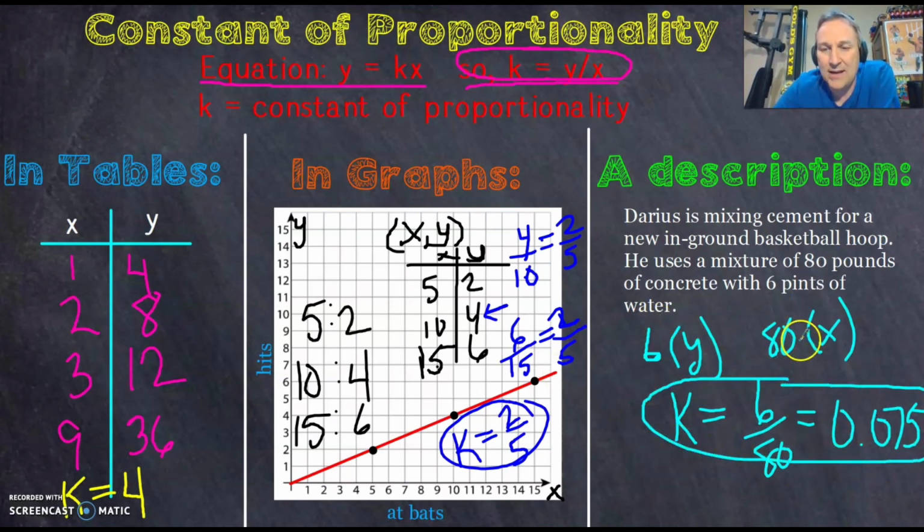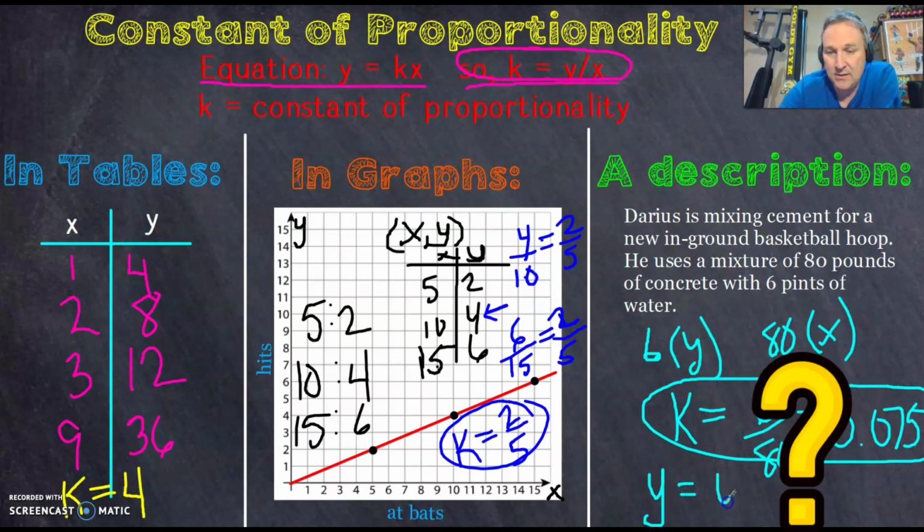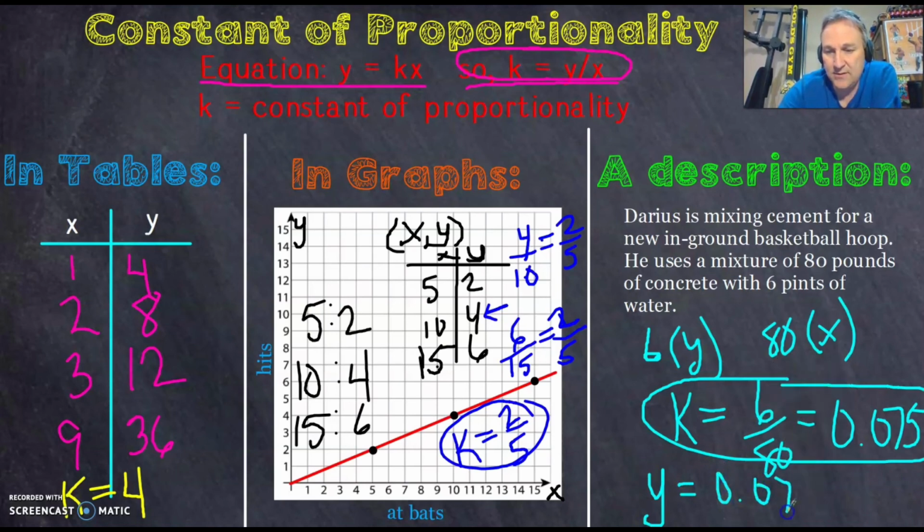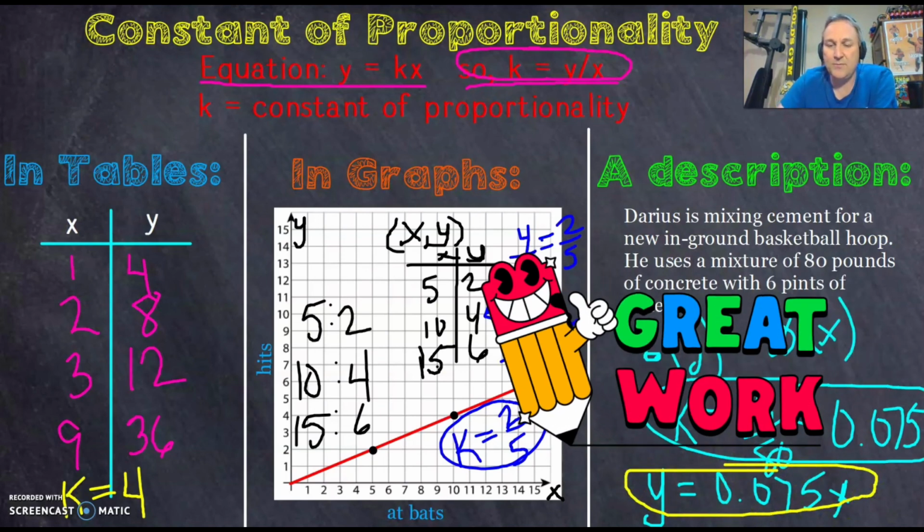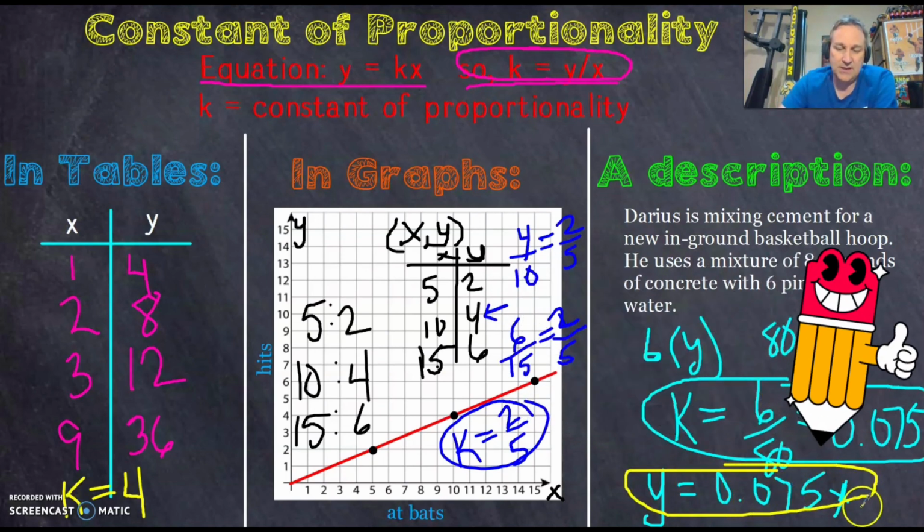And then if you were to write an equation out of that, here's how you would do it. Okay, pretty simple. You want to use this as the equation. Y is 6, right? So y equals whatever the constant is. What was the constant again? 0.075. I should probably write this in a different color. Times x. That's your equation right there. Let's put a circle around that and call it good. That's your equation. Y equals 0.075 times x.